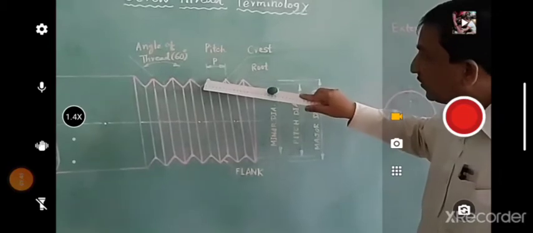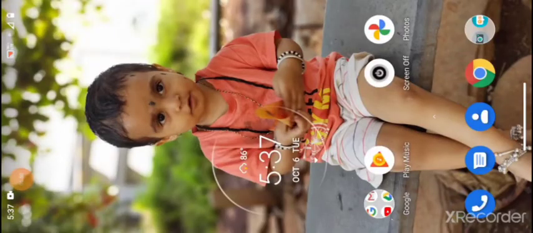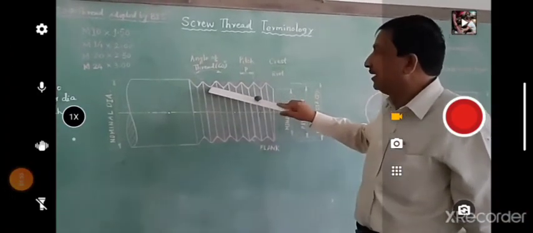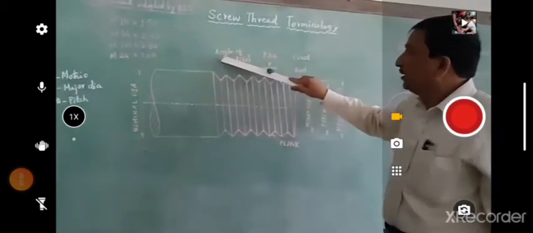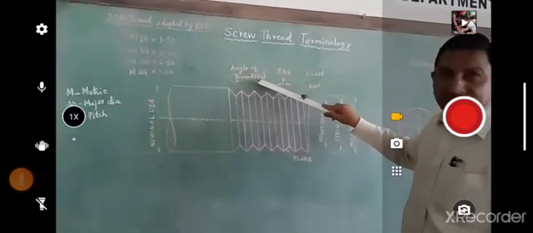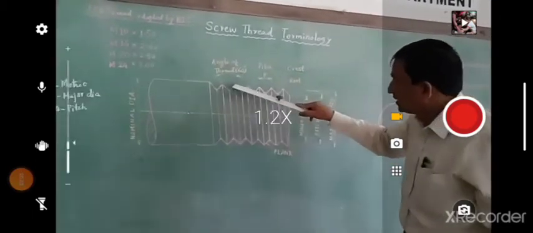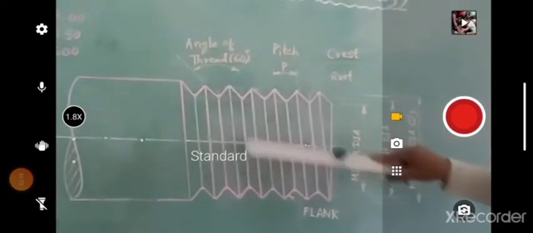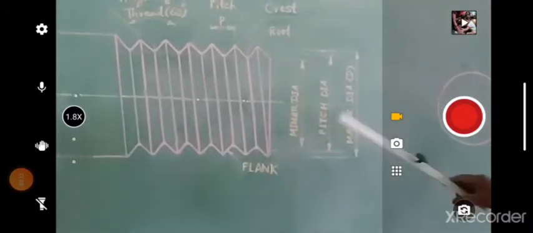The distance between two consecutive crests or two consecutive roots is termed the pitch, and usually the angle between this V thread will be 60 degrees. Okay, 60 degrees. Whatever slant surface is made by this thread is called a flank.